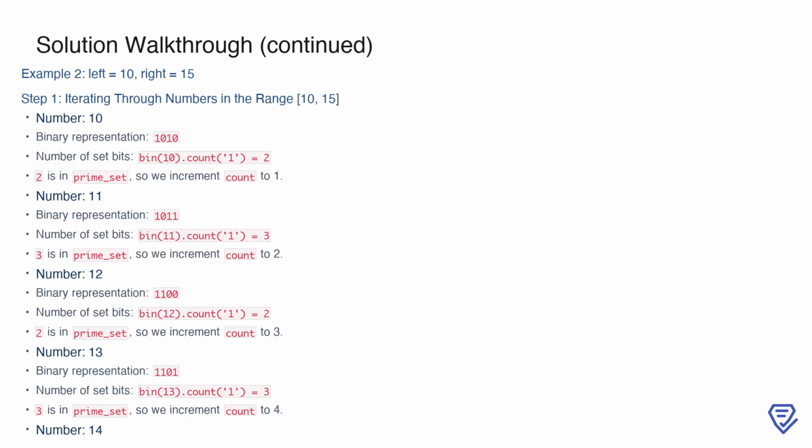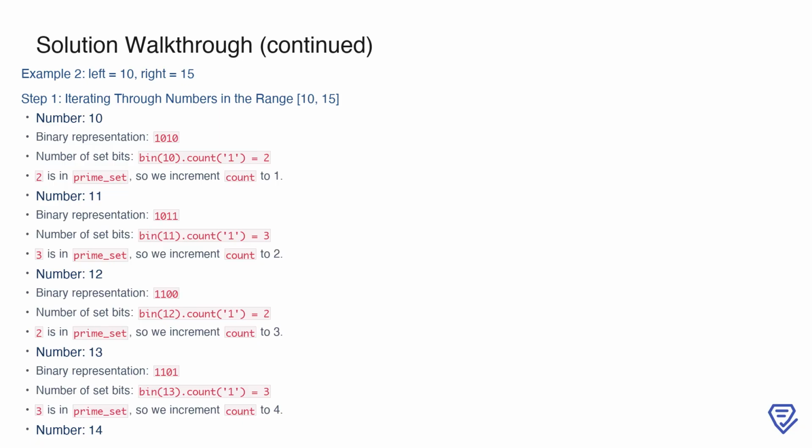Now, let's examine the next range, 10, 15. Starting with the number 10, its binary representation is 1010, and it has 2 set bits. Since 2 is a prime number, we increment the count to 1. For the number 11, the binary representation is 1011, which contains 3 set bits. As 3 is prime, we increase the count to 2.